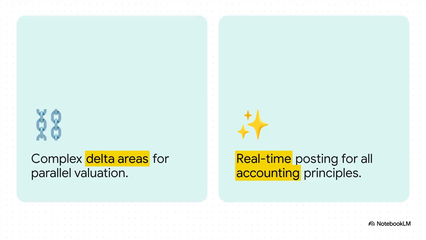And the change this one switch makes, it's pretty stark. In the old way of doing things, you were stuck wrestling with these complex things called delta areas just to figure out valuation differences. But once you activate this function, you're suddenly in a world of direct, real-time posting for all of your accounting principles. It's a massive, massive improvement in both simplicity and accuracy.